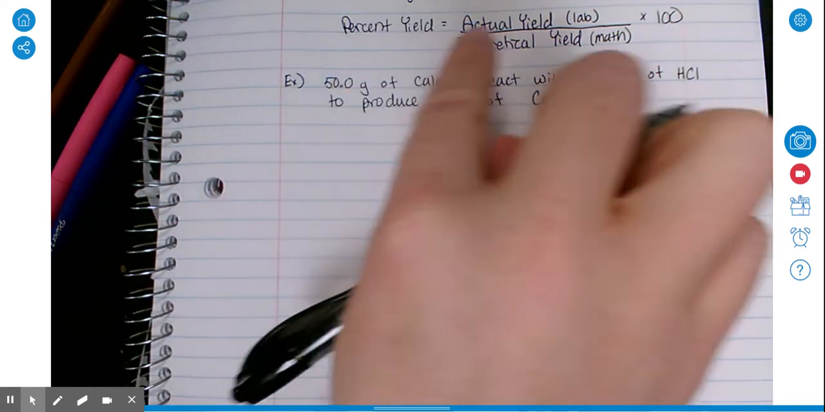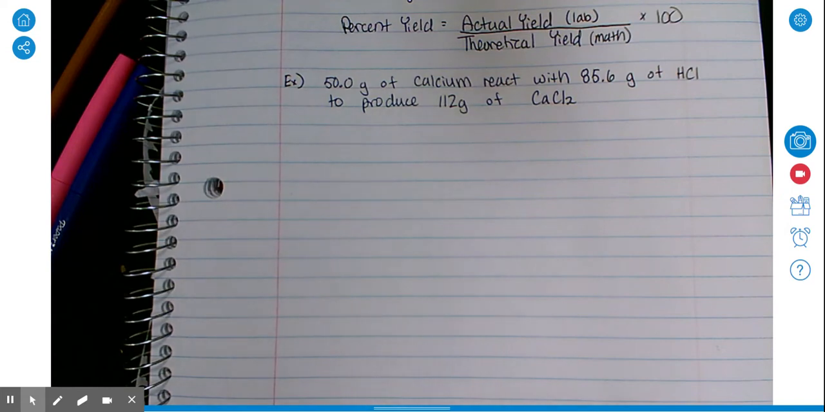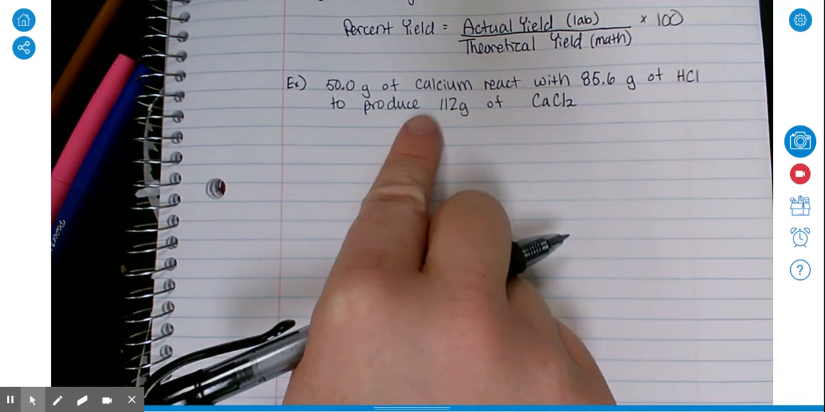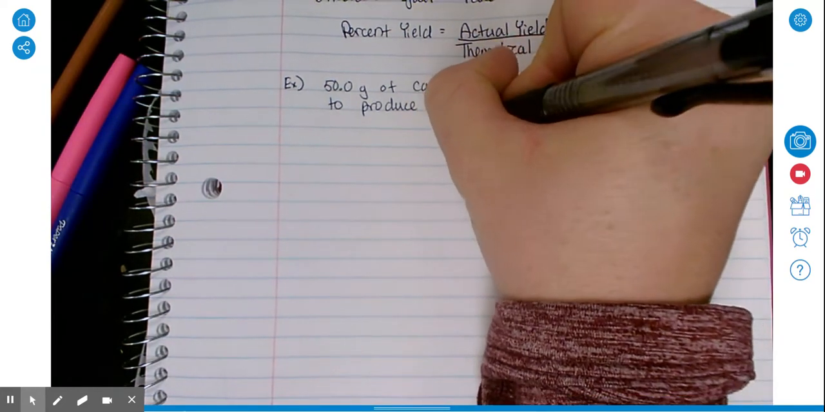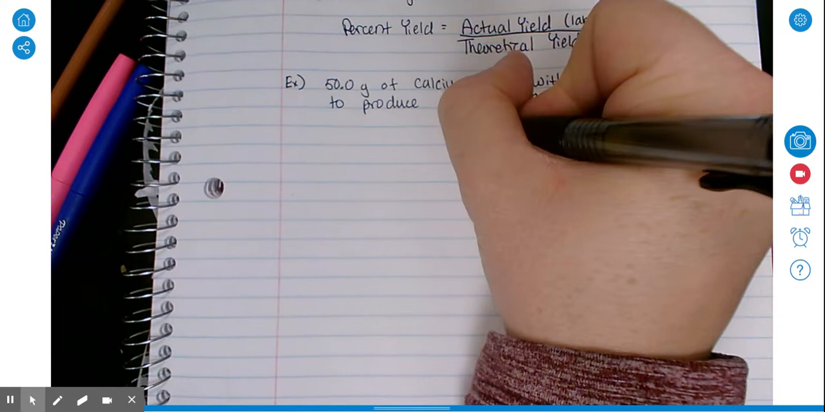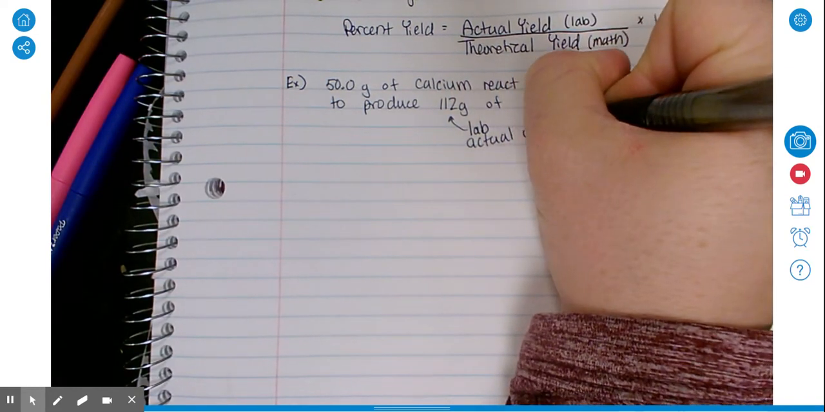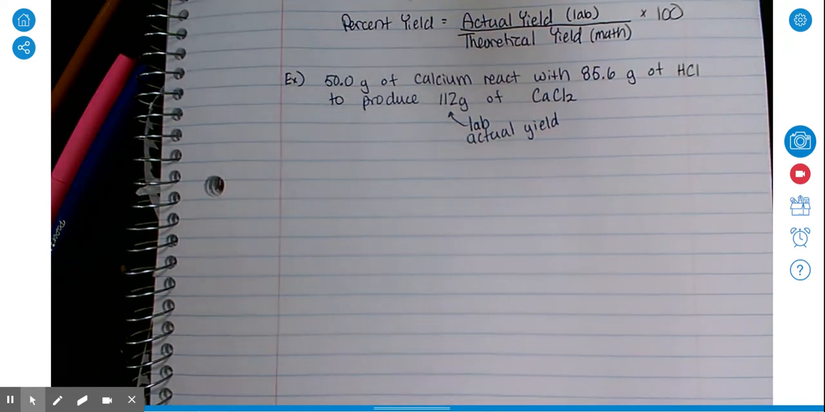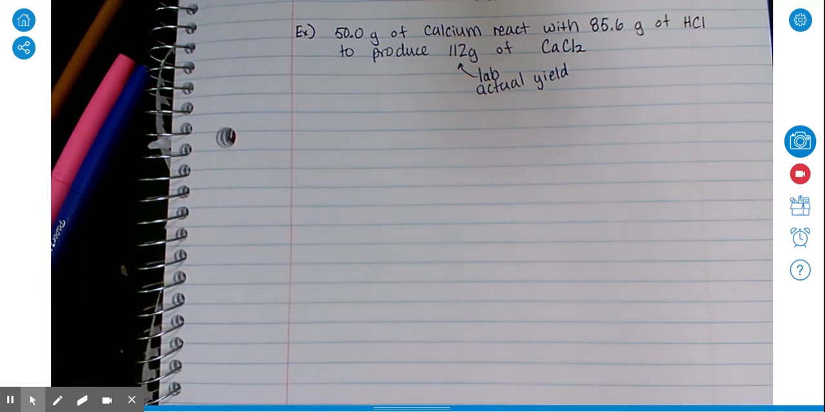We know the mass of our reactants, and we know the mass of one of the products that we collected in lab. I want to note, if it says to produce, this is your lab value. This is what you got in lab, which would make it your actual yield. What did you actually get in the real world? Theoretical yield we'll still have to calculate. Now, again, I would set it up the exact same way. We're just adding a layer to our table.